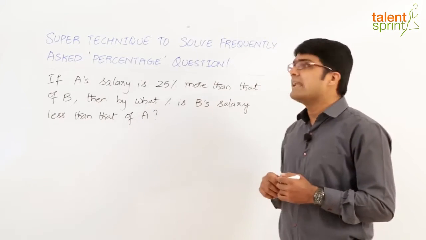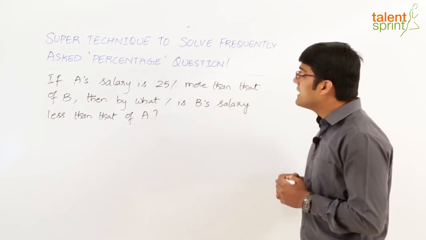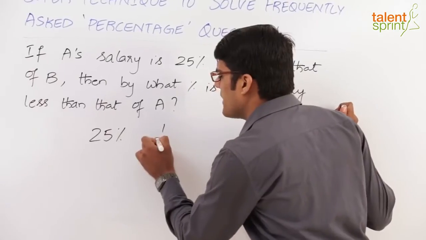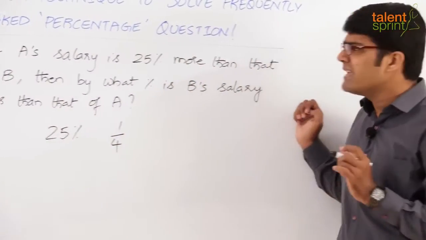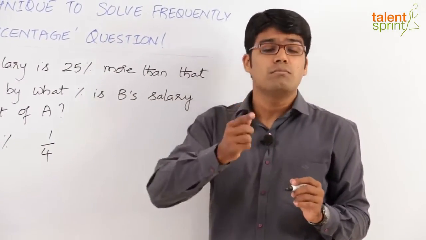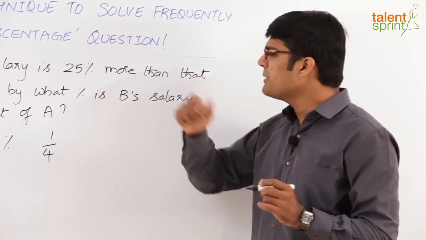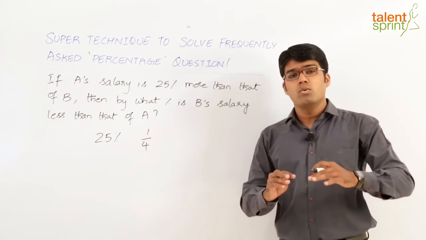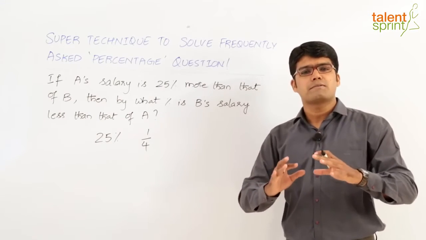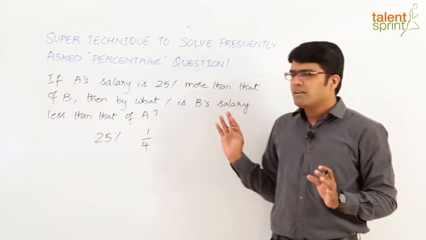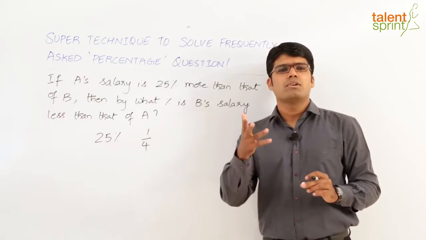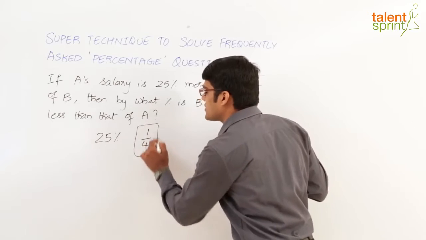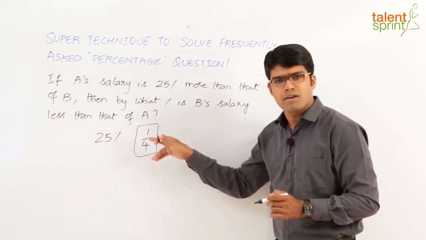See, A's salary is 25% more than that of B. Now what is 25%? 25% is 1 by 4, right? So we can say A's salary is 1/4 more than that of B. By what percent is B's salary less than that of A? Now I am going to explain you a very simple and smart technique that can help you get the answer in just about 2 to 3 seconds. All we need to do is focus on this fraction here, right? 25% is 1 by 4.